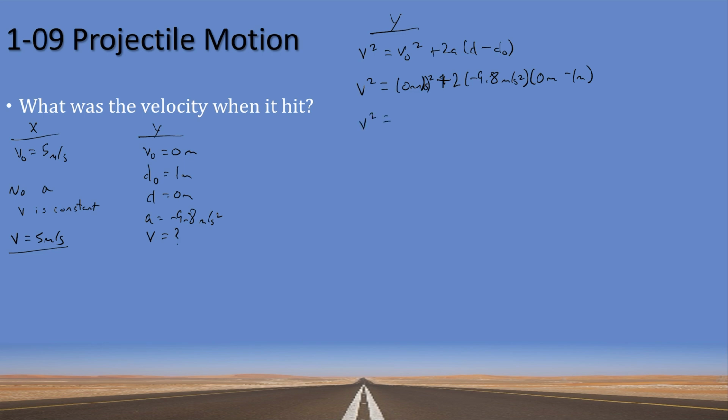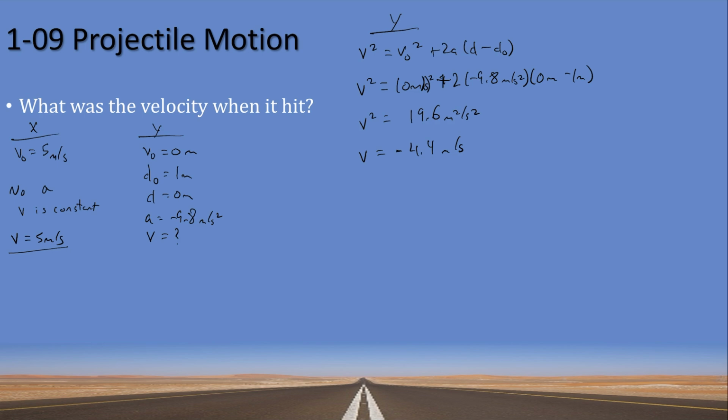So it looks like we end up with v squared equals 19.6 meters squared per second squared. And then we take a square root. And we get, don't forget the plus or minus. We're going downwards, so it'll be a negative 4.4 meters per second, or thereabouts.